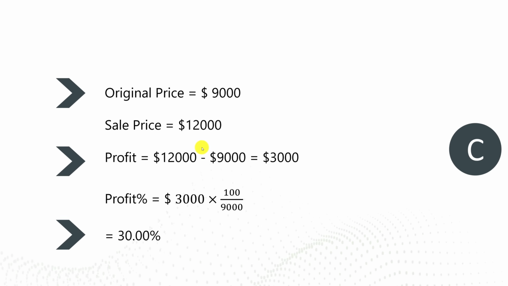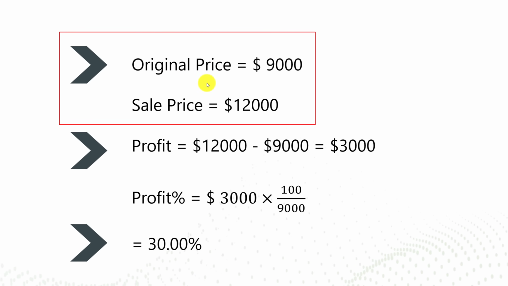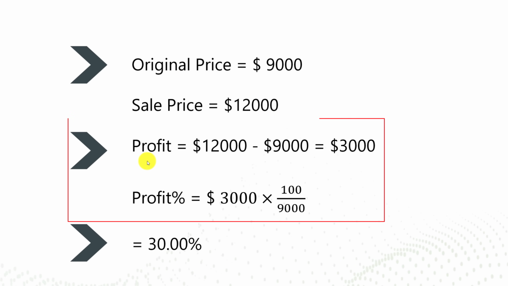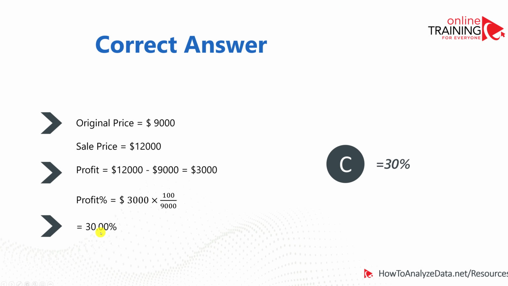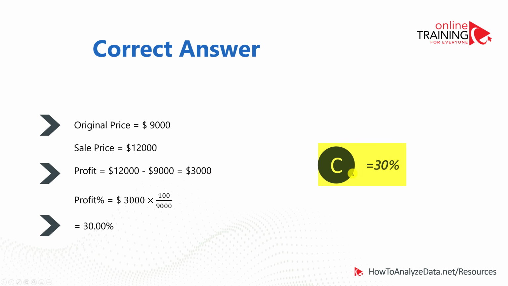Let's recap. Original price for the vehicle was $9,000. Sale price was $12,000. Profit is $3,000 and is calculated as $12,000 minus $9,000. The profit percentage is calculated as $3,000 divided by $9,000 and multiplied by 100, and is equivalent to 30%. So choice C is correct.